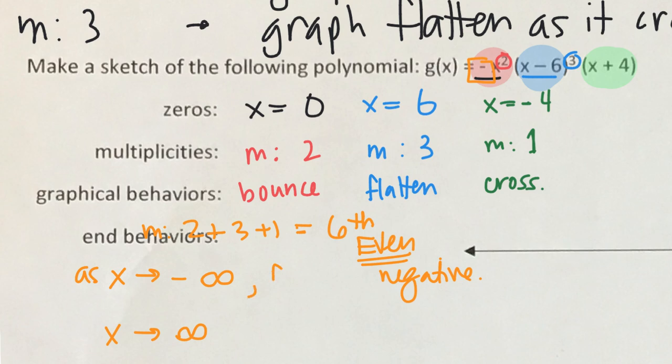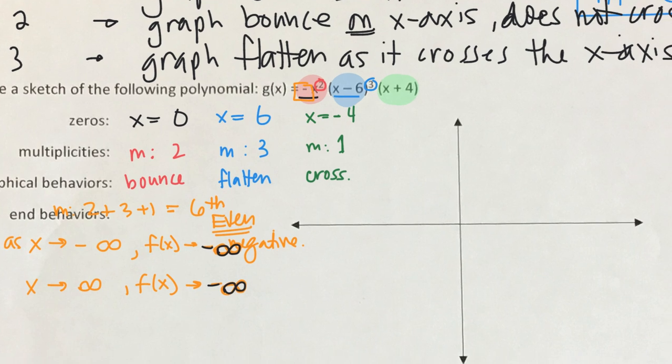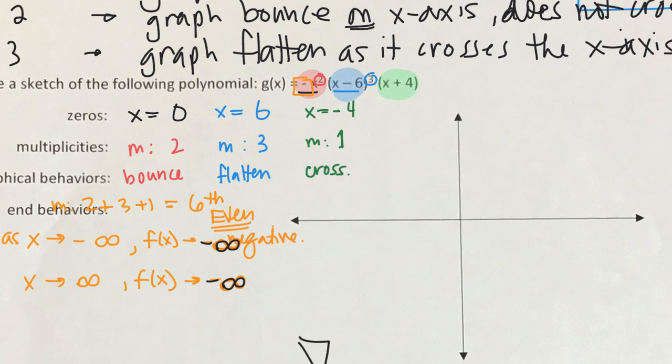So both of our arrows point down. They're both going to go to negative infinity. It's an even negative polynomial. Even because the sum of the multiplicities, 2 plus 3 plus 1, is 6, and 6 is an even number. There's a negative in front of our first factor, so it's a negative even polynomial. So both of your arrows point down on the lower left and the lower right, because it's negative.